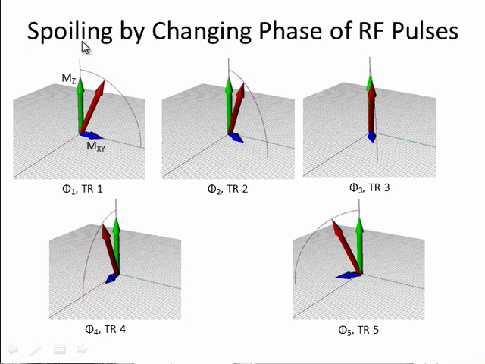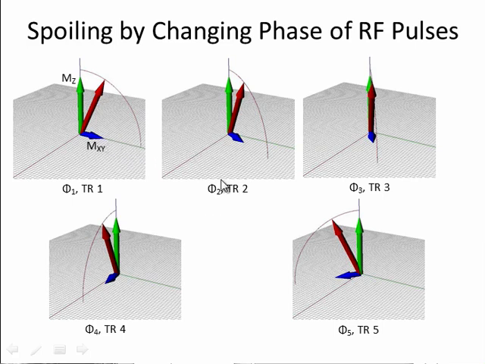And how would we spoil by changing the phase of the RF pulses? First, the important thing here is to not confuse the phase of the RF pulse with the flip angle of the RF pulse. So here, what I'm showing by the red arrow is a flip angle of about 20 degrees. And for the first TR, the phase of the RF pulse resulted in the transverse magnetization pointing along this axis here, which is called the y-axis.